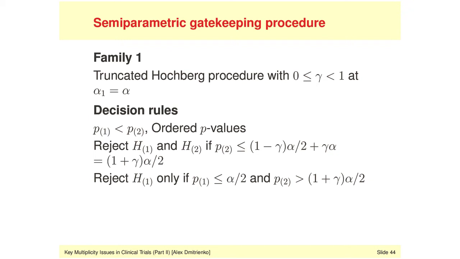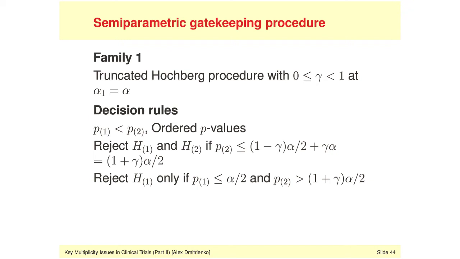But on this slide, slide 44, I simply define the decision rules used by the truncated Hochberg procedure with the truncation parameter set to gamma in the primary family. These decision rules are based on ordered p-values because, as we discussed in part 1, the Hochberg procedure is a stepwise procedure. In fact, this is an example of a step-up multiple testing procedure. To be able to apply it, we'll need to define the ordered p-values first, and they're defined using the standard parenthetical notation. We differentiate between the smaller and the larger p-value.